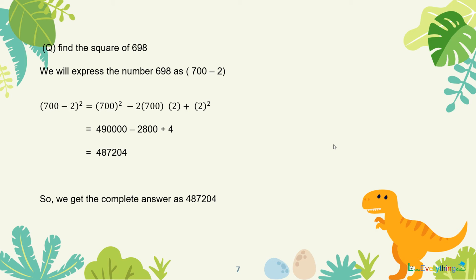Now let's put it in the formula. (a minus b) the whole square, that is equal to (700 minus 2) the whole square, is equal to a square, 700 square, minus 2ab, 2 into 700 into 2, plus b square, plus 2 square. So we get 700 square here, minus 2 into 700 into 2, that is 2800 here, plus 2 square. And when we subtract these two numbers and add 4 to the answer, we get a complete answer as 487204. So we know that the square of 698 is 487204. Wasn't this easy?